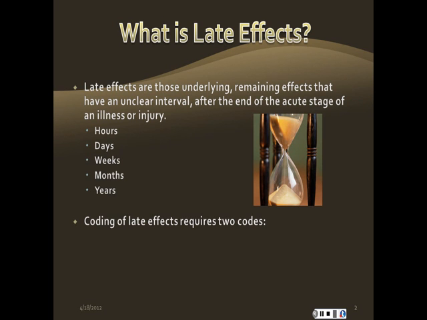Now, coding late effects requires two codes: the residual condition or nature of the late effect and the cause of the late effect. The residual condition of the late effect is sequenced first, and the cause of the late effect is sequenced second, unless the late effect is followed by a manifestation code. If the late effect has been expanded to the fourth and fifth digits, this includes the manifestation codes. Now, the code for acute phase of an illness and injury that led to the late effect is never used with a code for the cause of the late effect.